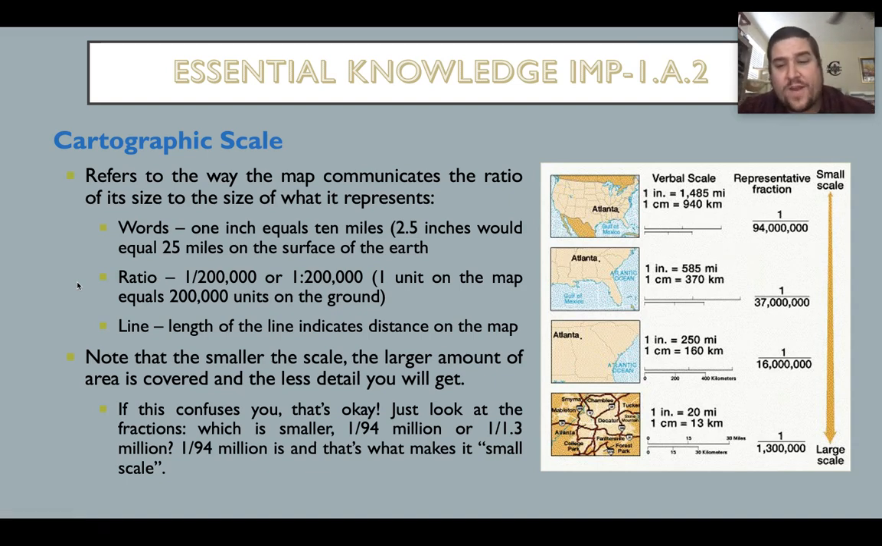So for cartographic scale, there are 2 important things to know. One is how we represent these things, which is the first 3 bullet points. And the second one is small to large scale. This is normally confusing. It is just opposite. So if you look at fractions, 1 to 94 million over 1 to 1.3 million, 1 to 94 million is the smallest scale because it's the smallest fraction. If you look at the numbers, large scale gives you more detail than small scale. And like I said, these are important to understand and know.